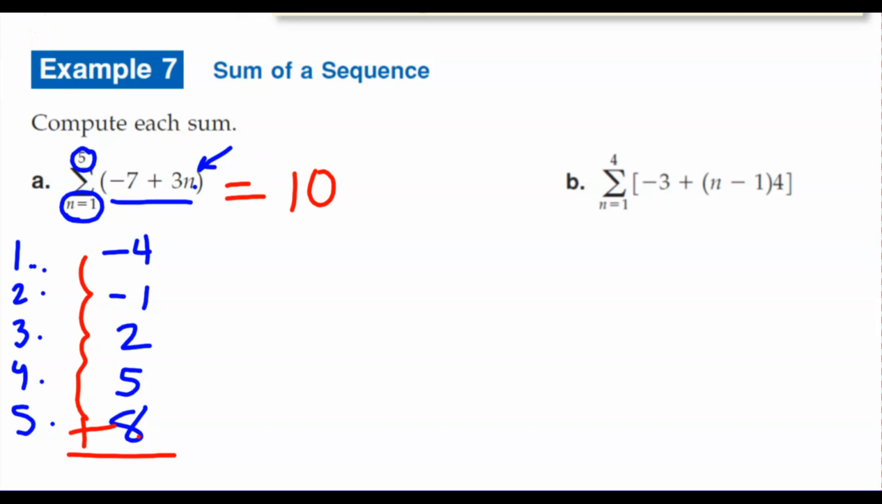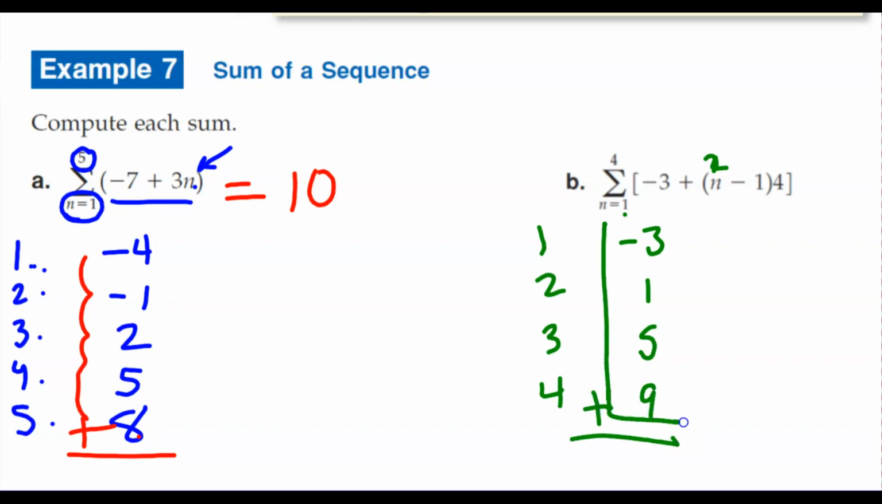In the same way, I can find the sum for part B. I'm looking for the first 4 terms. I put the number 1 in place of n. 1 minus 1 is 0, times 4 is 0, so the first term is negative 3. The second term, 2 minus 1 is 1, times 4, plus 3 is 1. And I keep going in that same way. Now you can notice negative 3 plus 4 is 1, 1 plus 4 is 5, so the next one's going to be 9. Then I add all these terms up. And I get 12. 9 plus 5 is 14, 15, 15 minus 3 is 12.